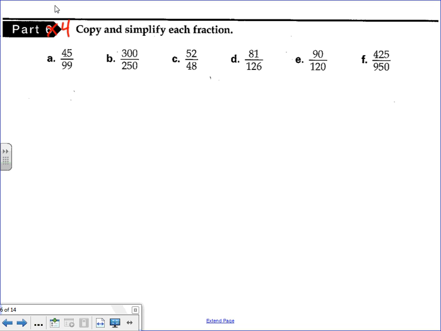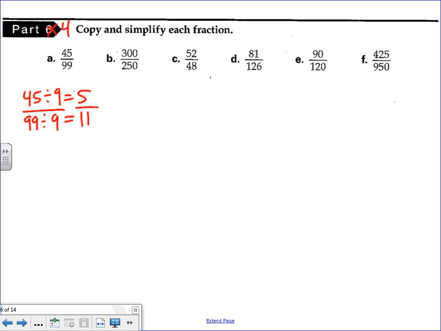So if I take 45 divided by 9, I am going to get 5. And if I take 99 divided by 9, I'm going to get 11. Okay, and then I need to check 5 over 11.